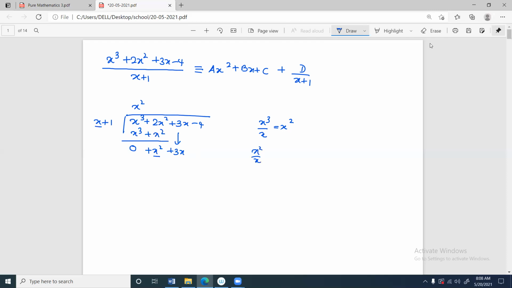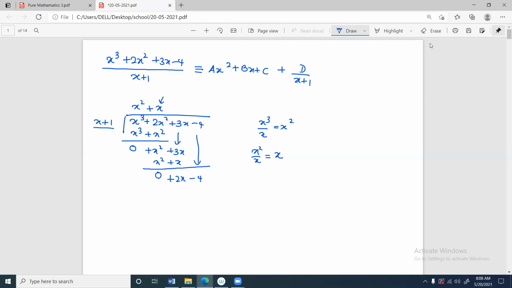x squared divided by x is x. Then multiply this entire expression x plus 1 by x. x into x is x squared, x into 1 is x. Then subtract it, and you get 0. 3x minus x is 2x. Then take the next term down, it's minus 4.